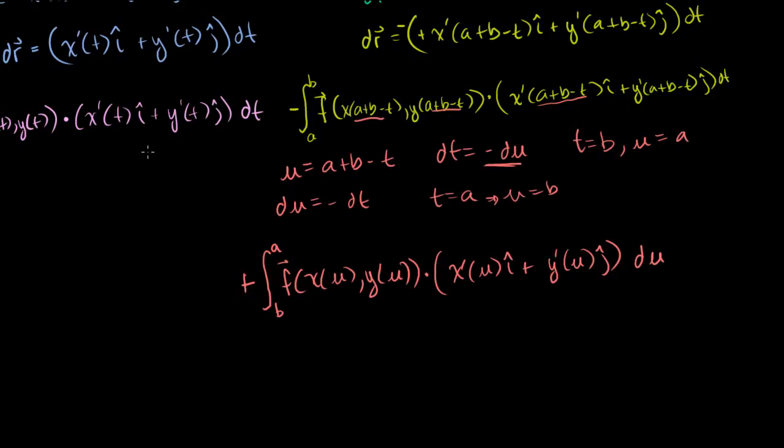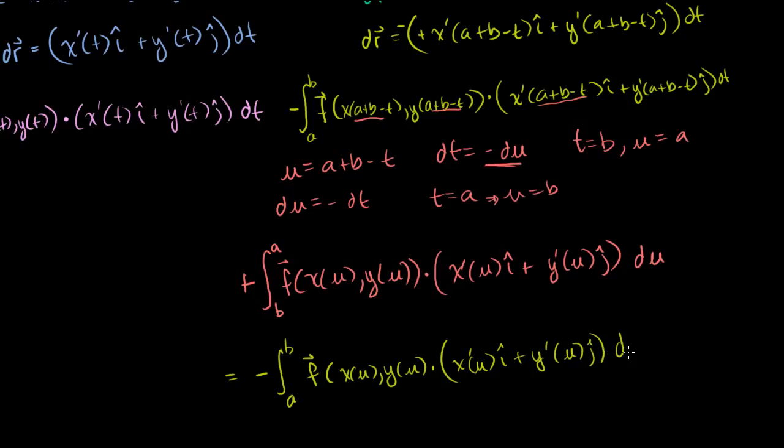And so you might say, hey, Sal, these two things look pretty similar to each other. They don't look like the negative of each other. And I would say, well, you're almost right, except this guy's limits of integration are reversed from this guy. So if we reverse the limits of integration, we have to make it negative. So this is equal to minus the integral from a to b of the vector f of x of u, y of u, dot x prime of u i plus y prime of u j du.